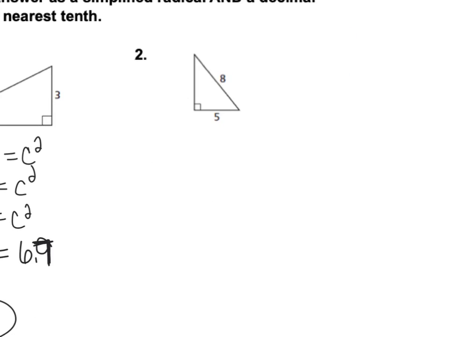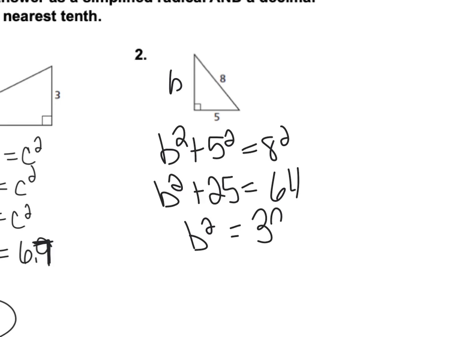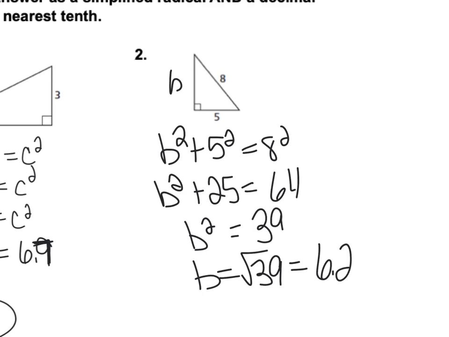Over here we have another example of the Pythagorean theorem. We are missing a leg in this case, so we would have b squared plus 5 squared equals 8 squared. If I square those first, I get 25. If I subtract 25 from both sides, I get 39. So b would be the square root of 39, or as a decimal, approximately 6.2.